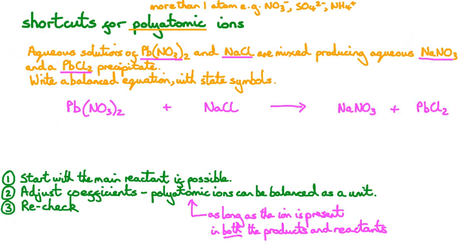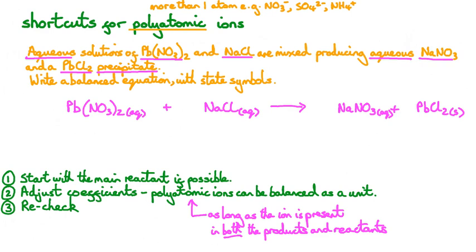We can already add our state symbols as well. We are told that both of our reactants are aqueous, as well as our sodium nitrate, but our lead chloride is a precipitate, making it a solid. Now we just need to balance our equation. So let's set up our table for counting the atoms.